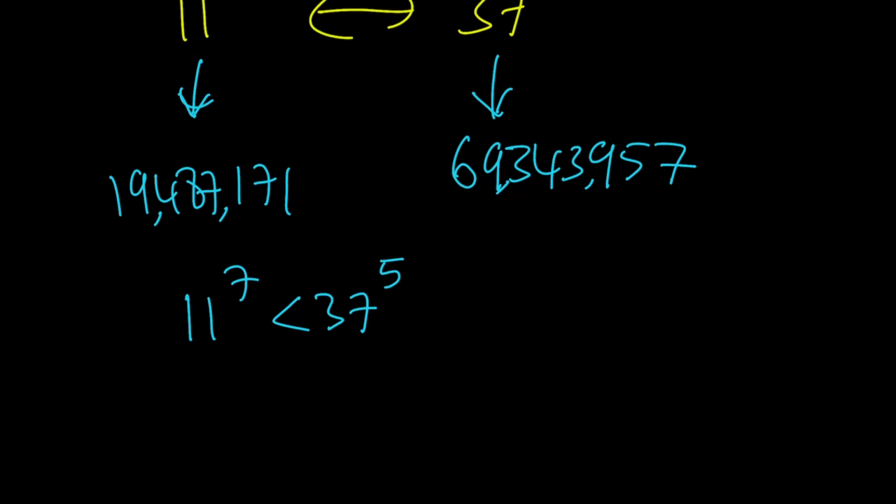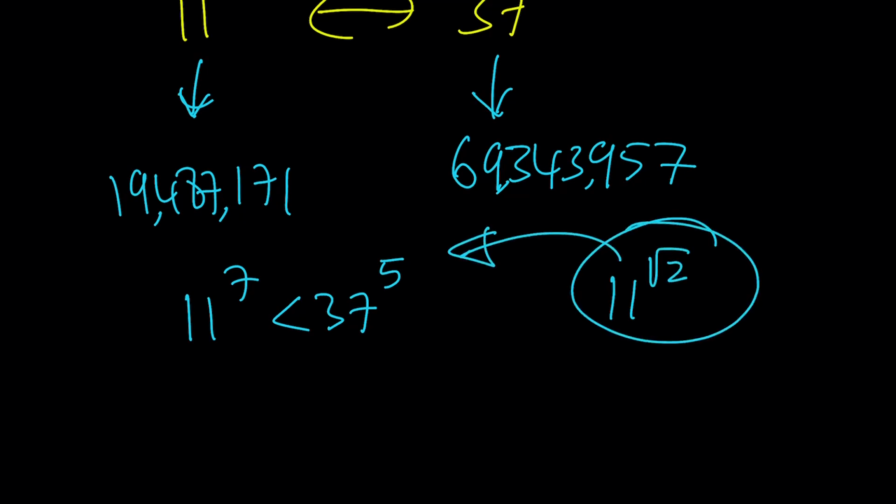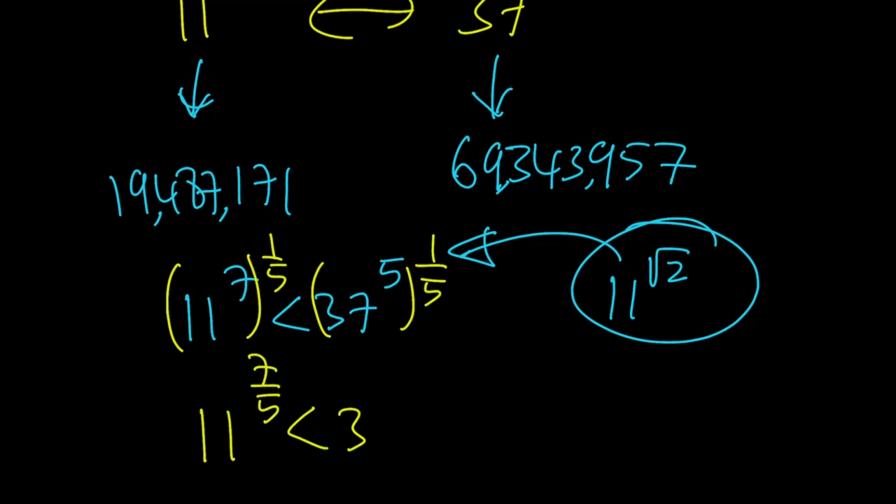And why is this significant? Because I'm going to be comparing this with 11 to the power square root of 2. So I kind of have to insert this somewhere. But how does that work? Well, here's the thing. I have 11 to the 7 is less than 37 to the 5th. So if you raise both sides to the power 1/5, then you're going to get the following, right? You're going to get 11 to the power 7 over 5 is less than 37.